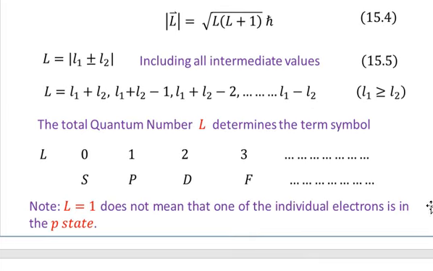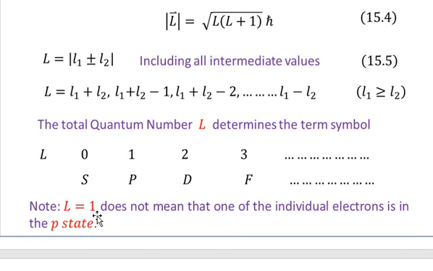For example, when capital L is equal to 0, 1, 2, 3, and so on, the term symbol corresponding to the value of capital L will be capital S for L equal to 0. Capital P is the term notation corresponding to capital L equal to 1. Capital D is the term notation corresponding to capital L equal to 2. Capital F is the term notation corresponding to capital L equal to 3, and so on.